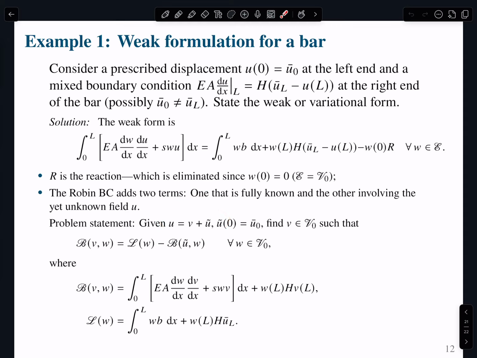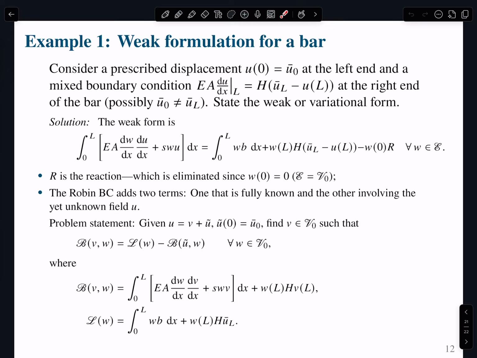Same thing that we just did in the previous slide, where we express our function u as the sum of two functions: v, that is the unknown, and u tilde, that satisfies the boundary condition on that left end. And then we have our statement of equilibrium, right? Find v, which is the unknown part, in V naught, such that my bilinear form is equal to the linear form minus the effect of the applied prescribed non-zero essential boundary condition. And then, of course, you write the expressions for both the bilinear form and the linear form.